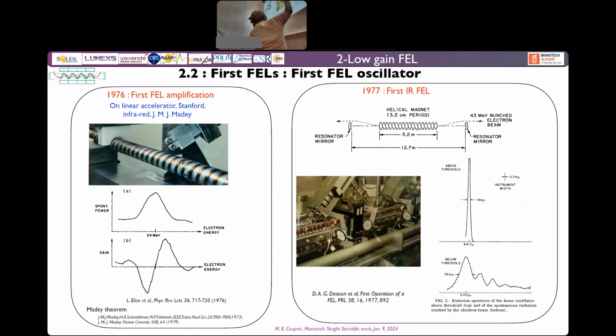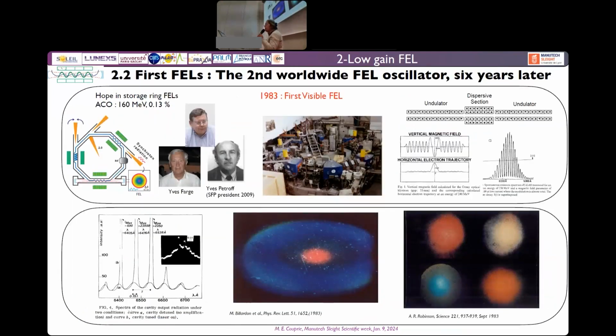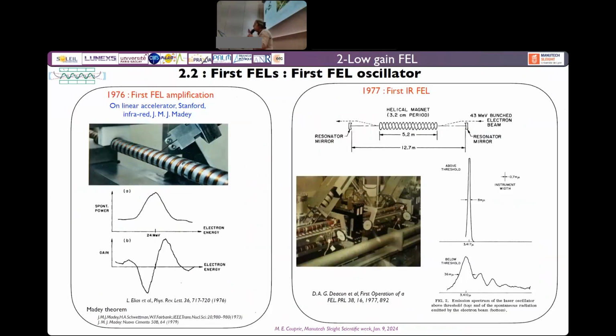So you see spontaneous emission, which starts to be amplified, and the nice line, which is thinner. So this was in 1977. Then in the paper by Deacon, they explained that much hope was put in recirculating machines because at that time, energy spread was smaller than on linear accelerators.